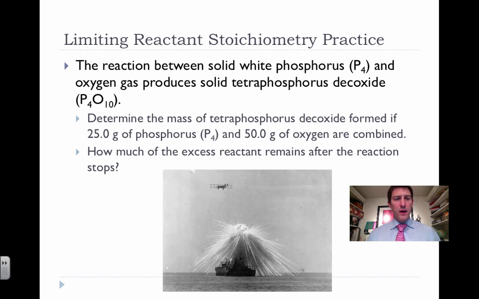So here's what we did. We went to the store, we'll call it that, and we bought 25 grams of phosphorus and 50 grams of oxygen. We combined those together. The question is asking us how much of the excess reactant remains after the reaction stops.